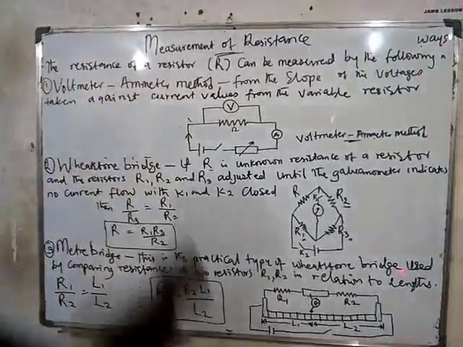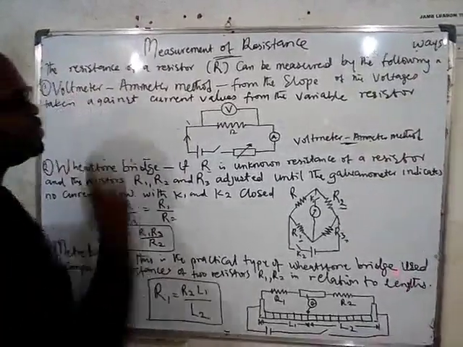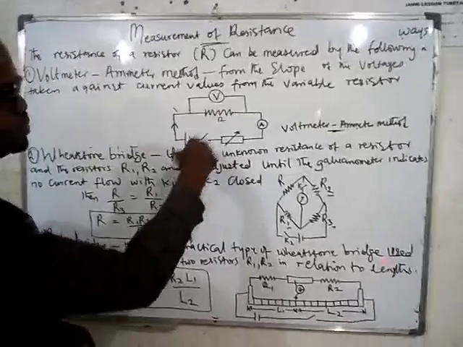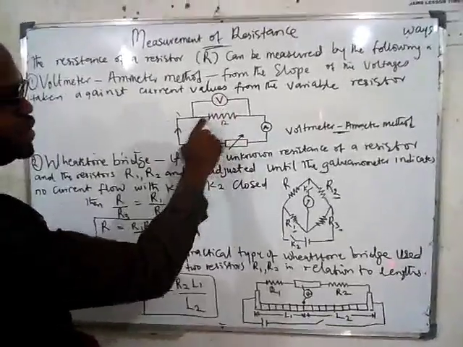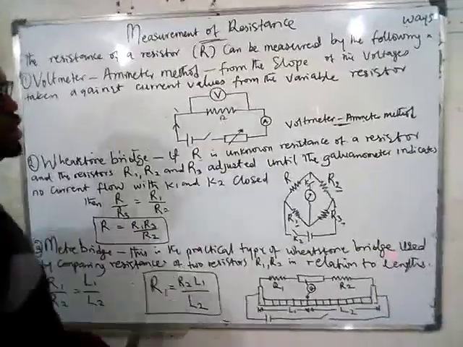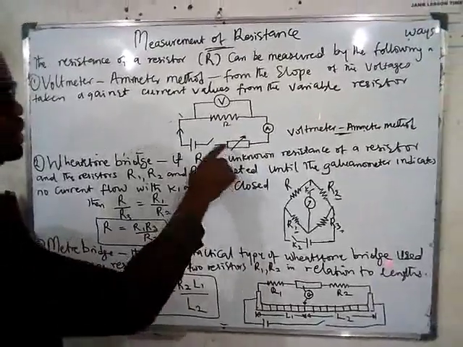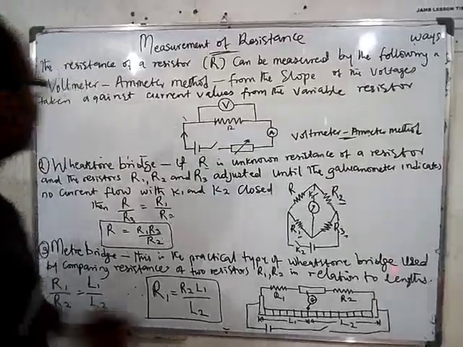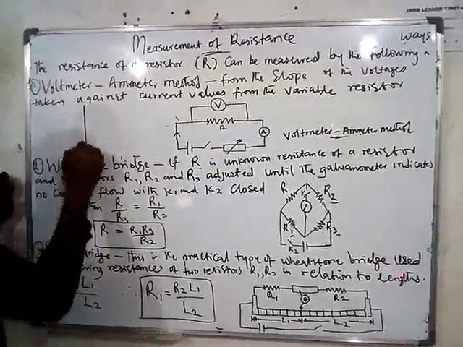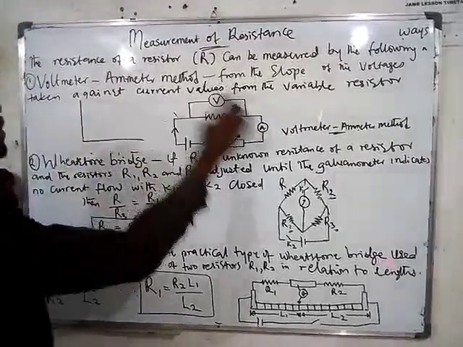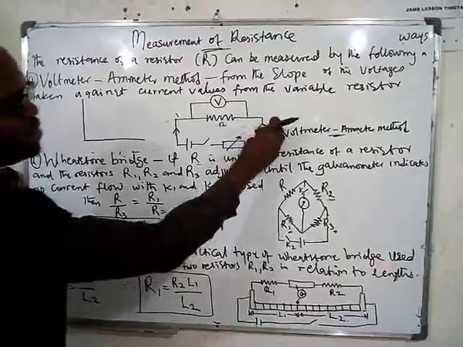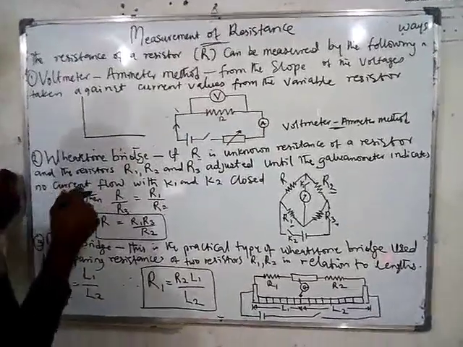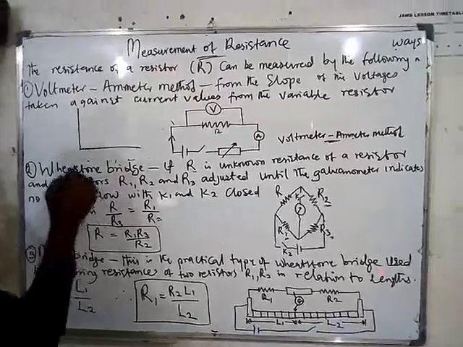So number one is that we can use voltmeter ammeter method, and this is the setup. You have an electric circuit. This is the voltmeter measuring the voltage across the terminals, and this is the ammeter measuring the current. So if you have a graph where you plot the values that are gotten from the ammeter reading and the voltmeter reading, as you vary the variable resistor, you're going to have something like this.